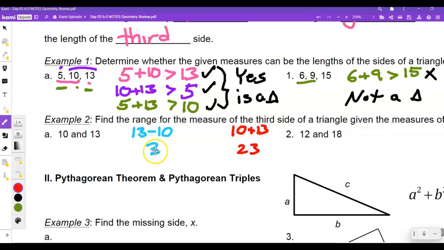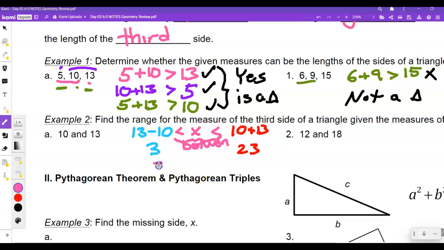Now, it can't actually be 3. It has to be just a little bit bigger than 3. And it can't actually be 23. It has to be a little bit less than 23. So if we want to write something that says I want all the numbers between these two, there's a certain way to do that algebraically. We do it this way: we put a less than sign, x, and another less than sign. And this notation means between.